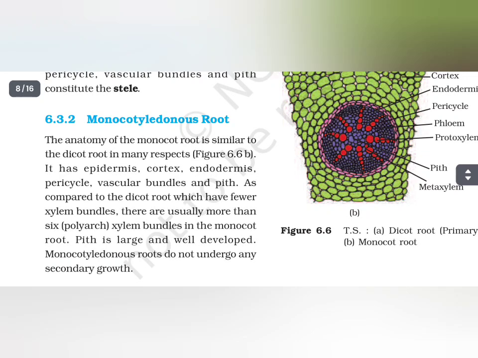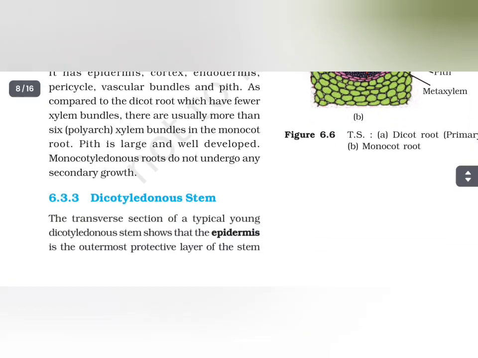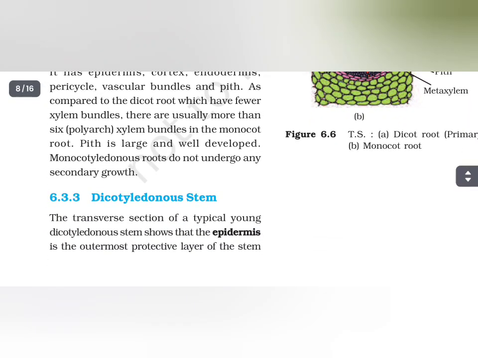The anatomy of the monocot root is similar to the dicot root in many respects. It has epidermis, cortex, endodermis, pericycle, vascular bundles and pith. As compared to the dicot root, which has fewer xylem bundles, there are usually more than 6 polyarch xylem bundles in the monocot root. Pith is large and well developed. Monocotyledonous roots do not undergo any secondary growth.